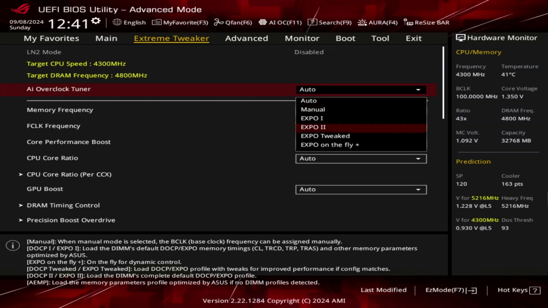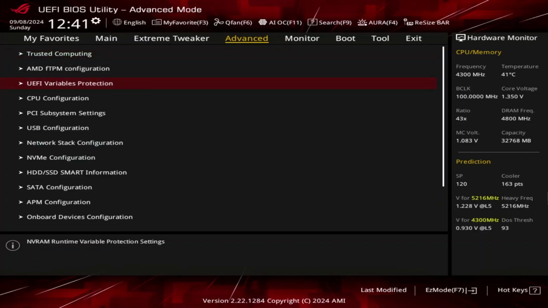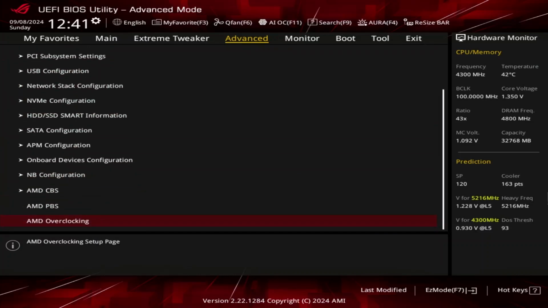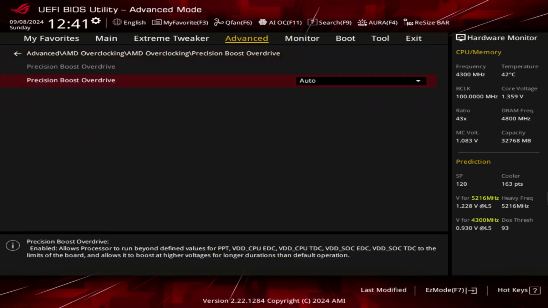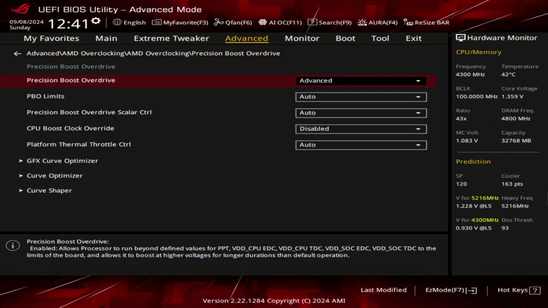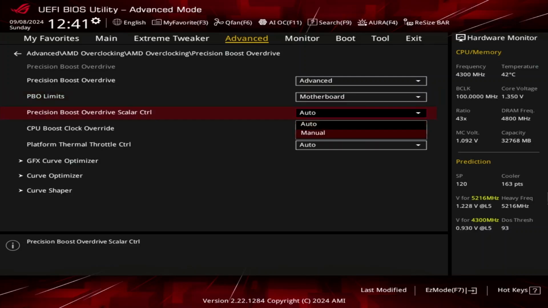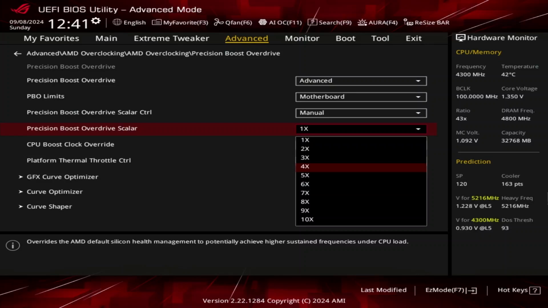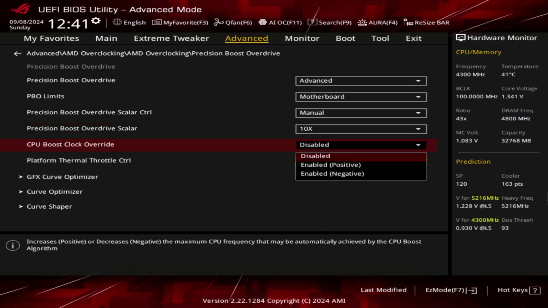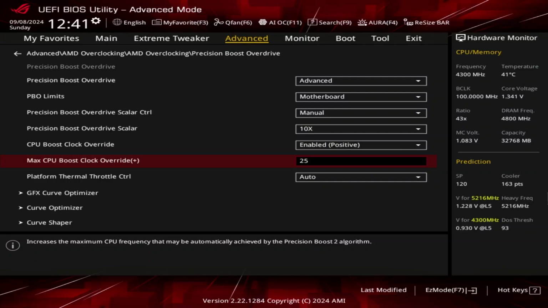Set AI Overclock Tuner to EXPO 2. Switch to the Advanced menu. Enter the AMD Overclocking submenu and click Accept. Enter the Precision Boost Overdrive submenu. Set Precision Boost Overdrive to Advanced. Set PBO limits to Motherboard. Set Precision Boost Overdrive Scalar Control to Manual. Set Precision Boost Overdrive Scalar to 10x. Set CPU Boost Clock Override to Enabled Positive. Set Max CPU Boost Clock Override to 200.